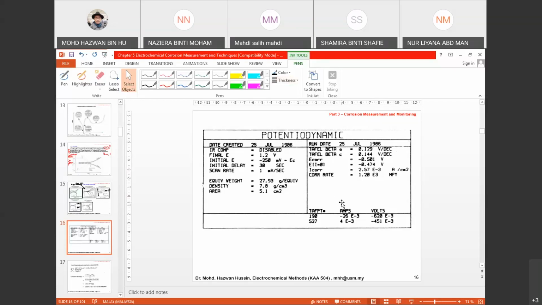Now it's actually easier. From this information, it gives you beta A, beta C, E-corr, and this one, where I equals 0, is known as the open circuit potential value. The difference is actually not much. You will see that the best E-corr value doesn't differ much from the open circuit potential value: 0.47 with 0.50. So the difference is very small, just 0.03. And you will get an I-corr value and the corrosion rate.